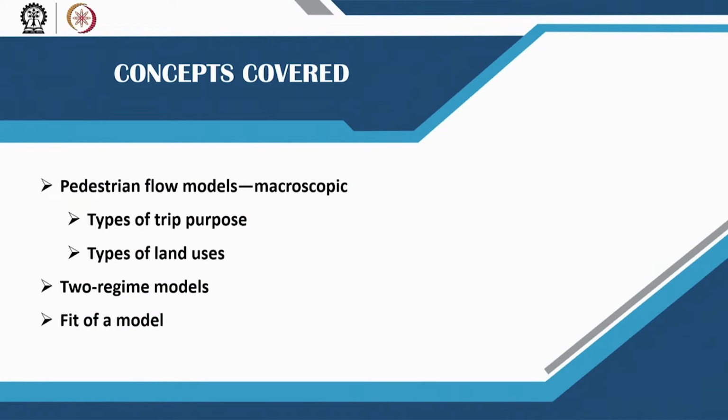So in this lecture we will be looking at how the flow models differ by trip purpose, by different types of land uses, how they can have two different regimes in their models. In the models, one regime can be for congested flow and one can be for uncongested flow, and what do we say when a model fits the data well? So how do we determine the fit of a model? We will just quickly look at that.